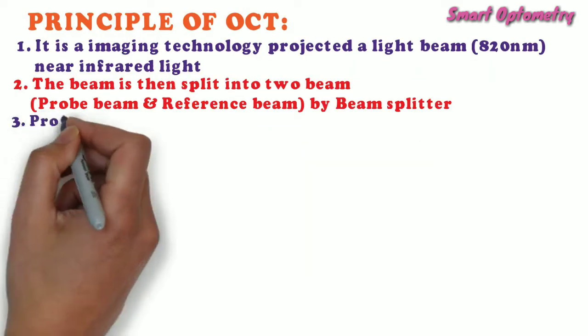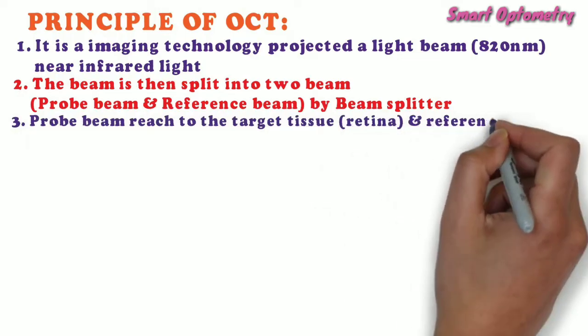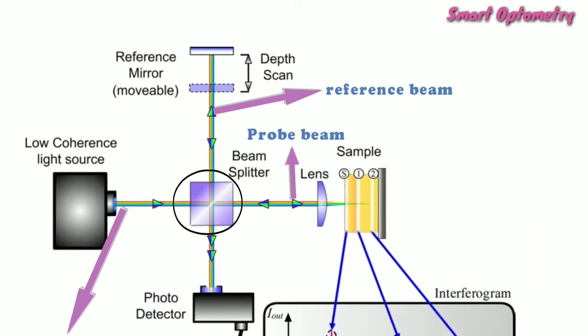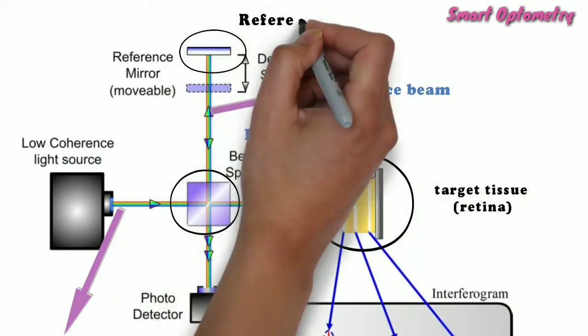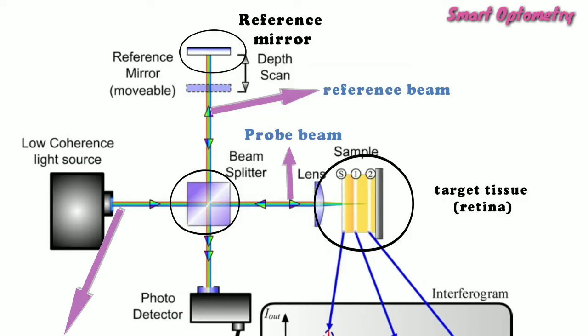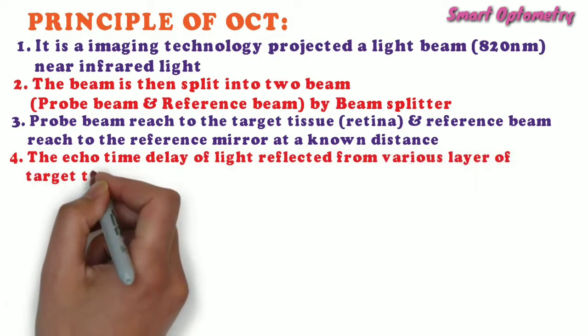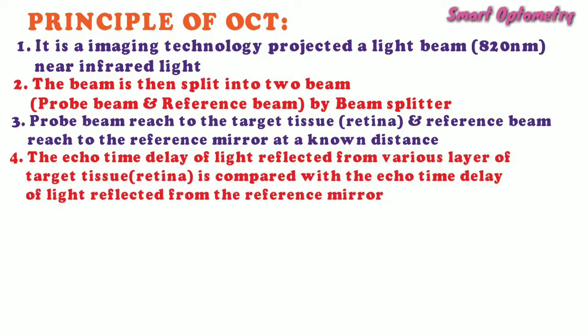Then probe beam reaches to target tissue, that is retina, and reference beam reaches to reference mirror at known distance. Here this is the target tissue, that is retina, and this is the reference mirror at known distance. Then the echo time delay of light reflected from various layers of target tissue is compared with the echo time delay of light reflected from the reference mirror.